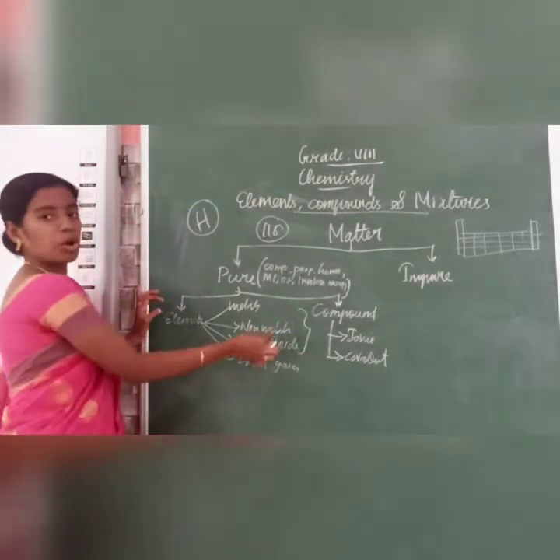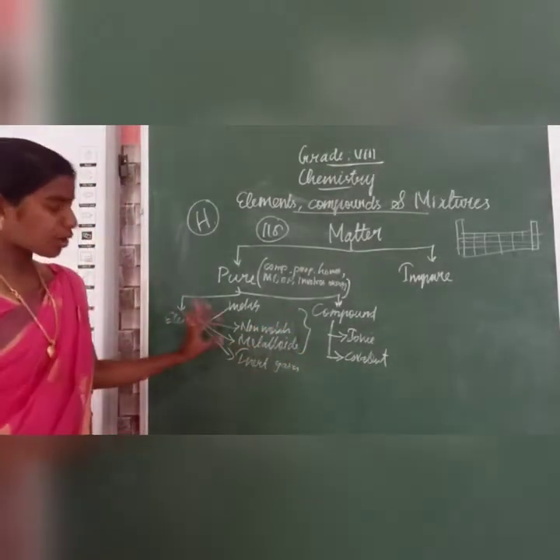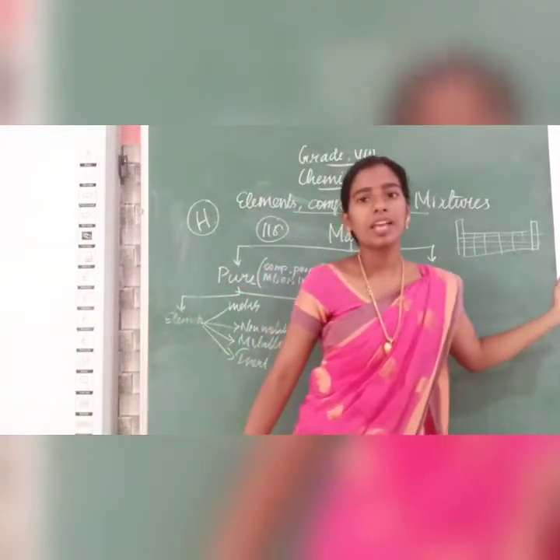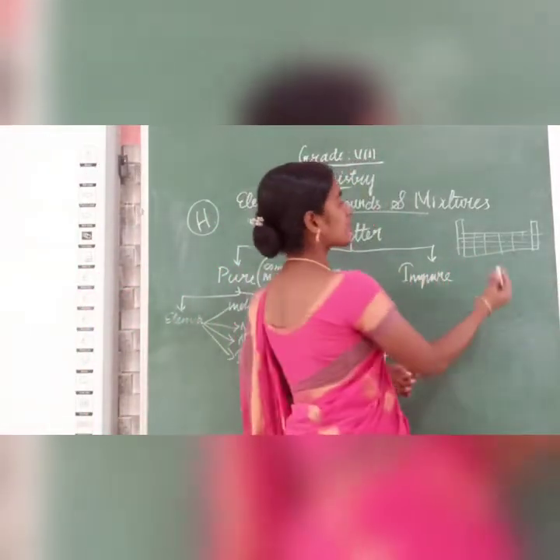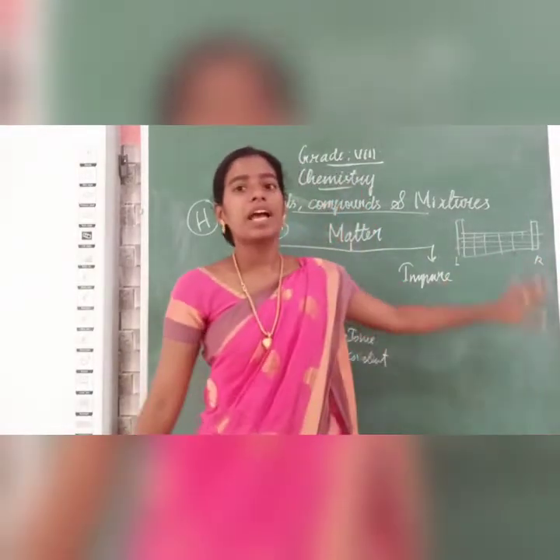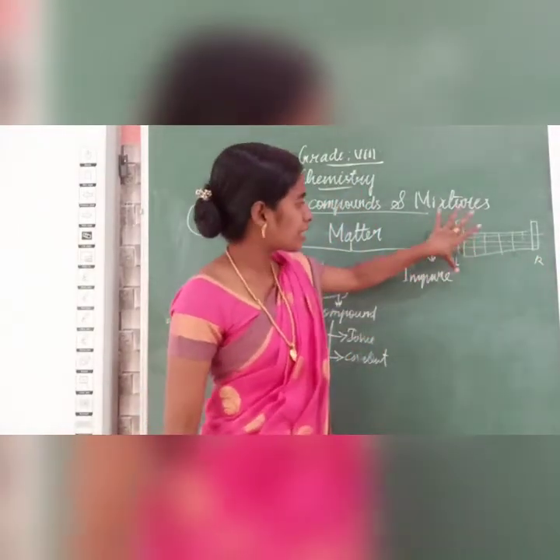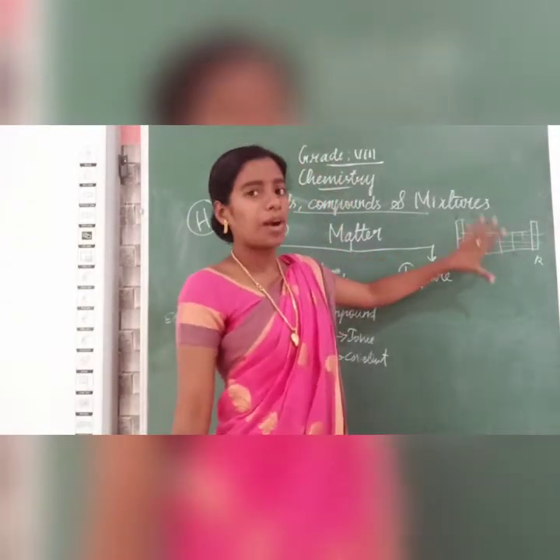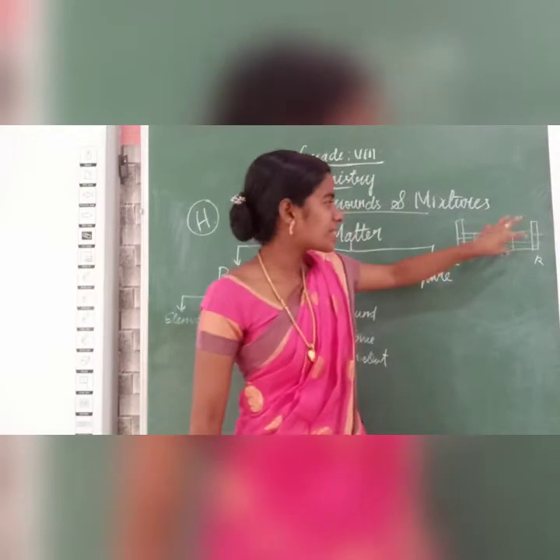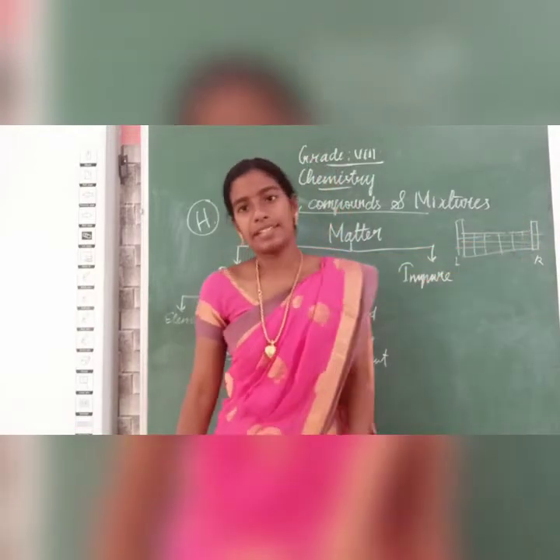Here you can learn about these three: metals, non-metals and metalloids. In the periodic table, the elements, metals are arranged in the left side. This is left and this is right. The metals are arranged in the left side. Non-metals are arranged in the right side. And metalloids will be in the center.